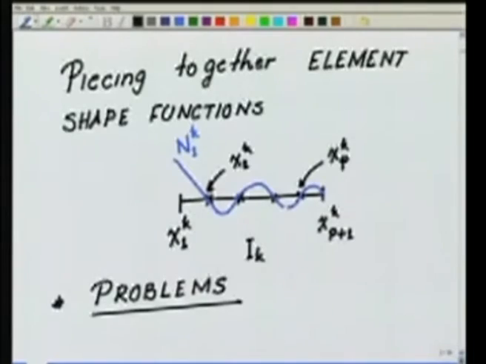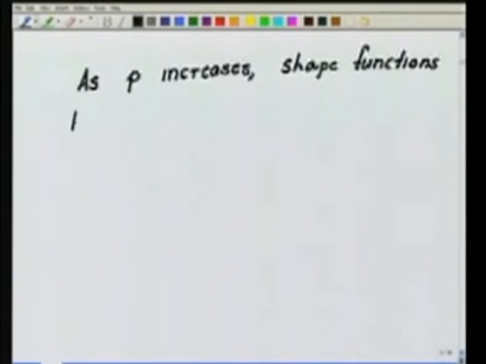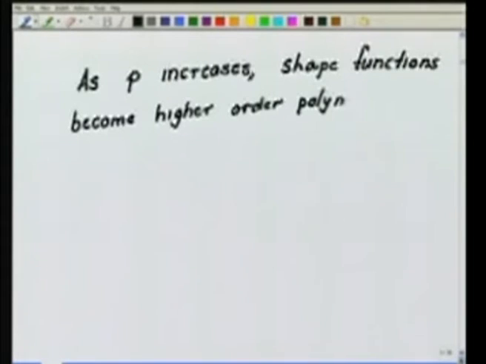Problems with using this kind of an approach. There are really no problems, but the basic difficulty that we are going to face is the following: as p increases, shape functions become more complex higher order polynomials. And so does their derivatives.